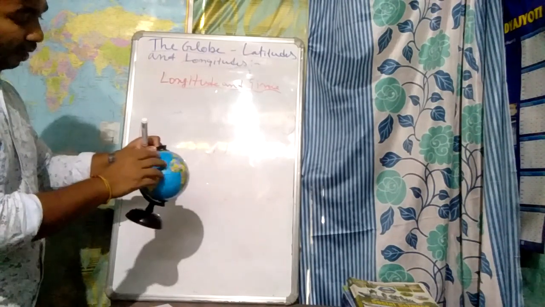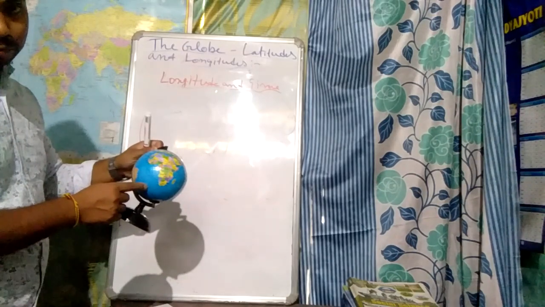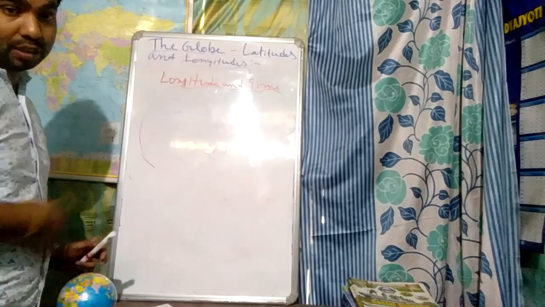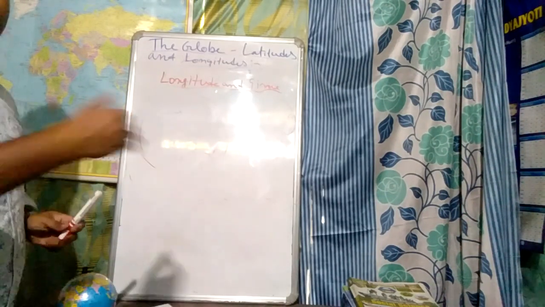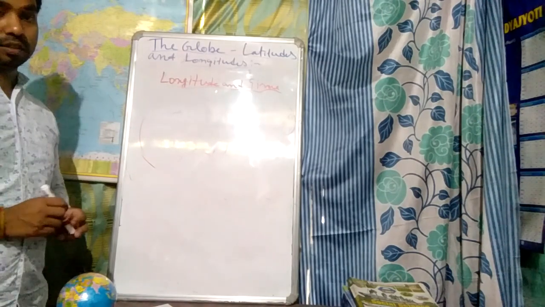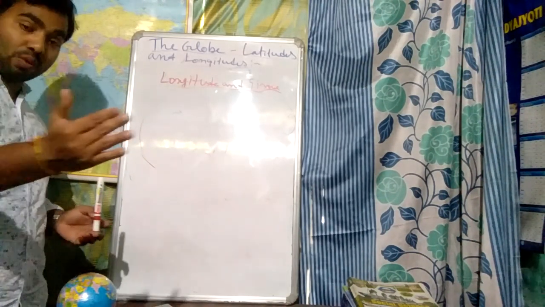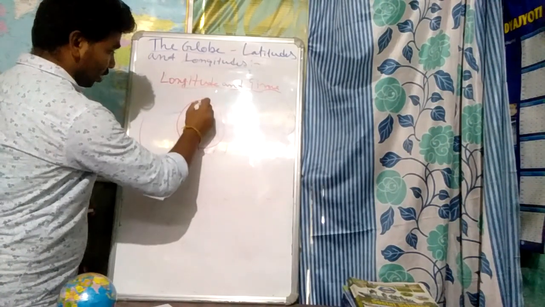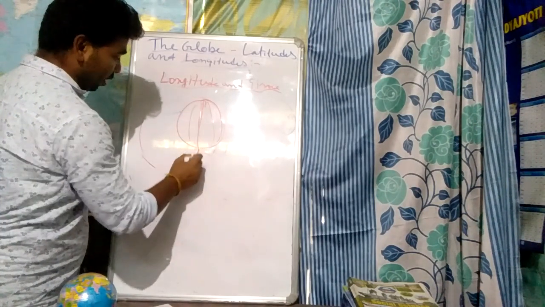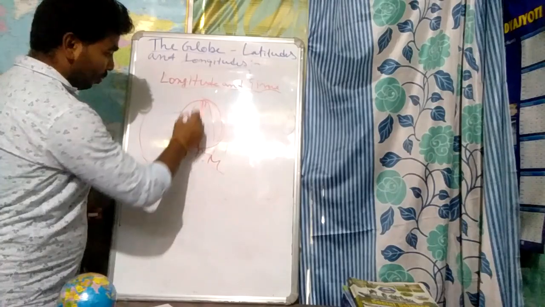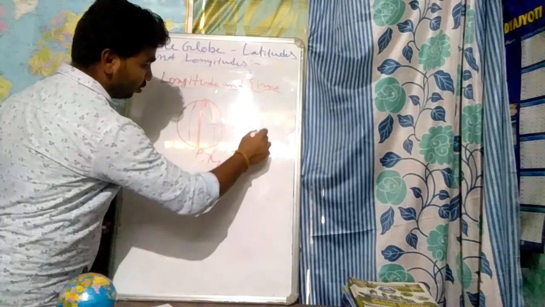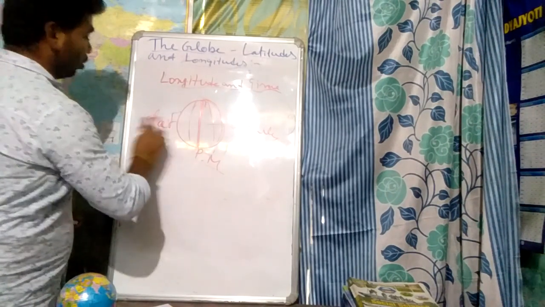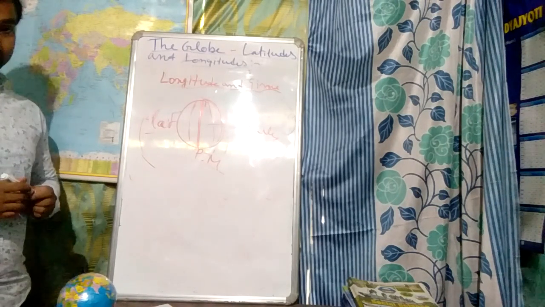Where the prime meridian is located, the eastern places, the Asian countries and the Australian countries, get the early morning, because in these places the sun rises early. Suppose this is the prime meridian: the eastern places have early morning and the western places have late morning. It is the most important fact.